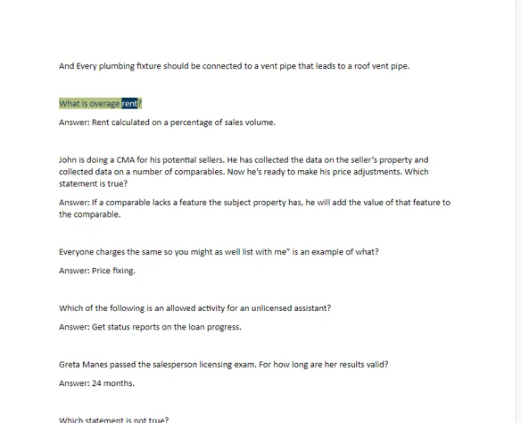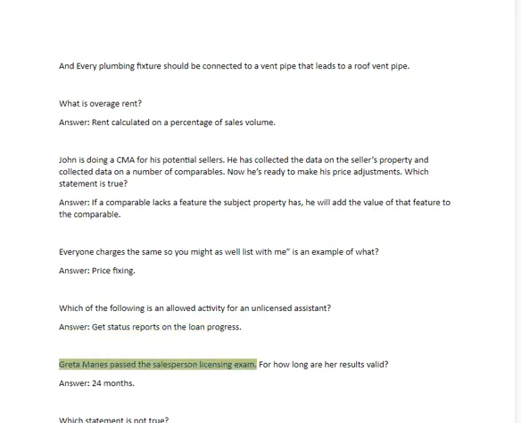What is overage rent? Answer: rent calculated on a percentage of sales volume. John is doing a CMA for his potential sellers. He has collected the data on the seller's property and collected data on a number of comparables. Now he's ready to make his price adjustments. Which statement is true? Answer: if a comparable lacks a feature the subject property has, he will add the value of that feature to the comparable. Everyone charges the same, so you might as well list with me, is an example of what? Answer: price fixing. Which of the following is an allowed activity for an unlicensed assistant? Answer: get status reports on the loan progress.